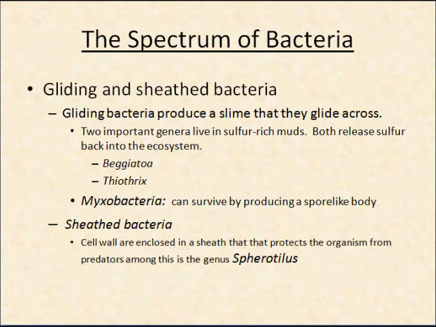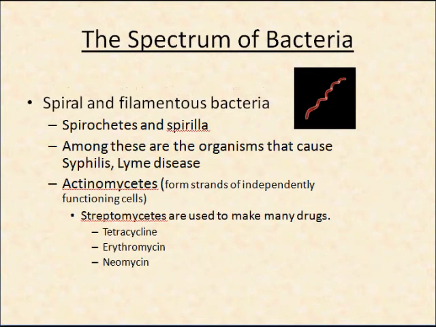Just so you know, I will not ask you to name the microorganisms within these categories. I would want you to know what the categories are and the important characteristics of each of those categories. After that, when we talk about spiral and filamentous bacteria, I do feel that you should know that syphilis and Lyme disease are caused by spirochetes.